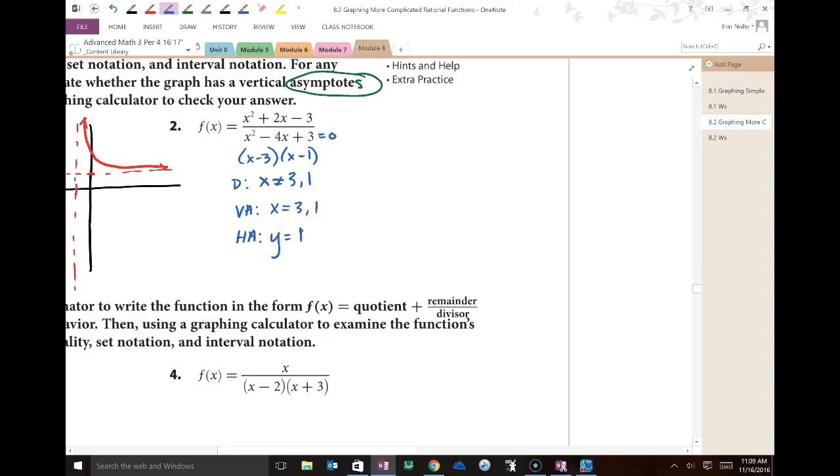Now I would like for you to also state the x-intercept. So what do I do to find the x-intercept? Oh my gosh, I can't write x-intercept. Let's try that again. So if I set the top equal to 0, what do I need to do? Factor. So what two numbers multiply to negative 3 and add to positive 2? So positive 3 and negative 1. So I have two x-intercepts. What are they? Negative 3, positive 1. Everybody okay there?